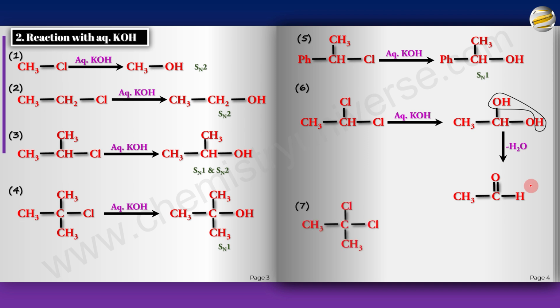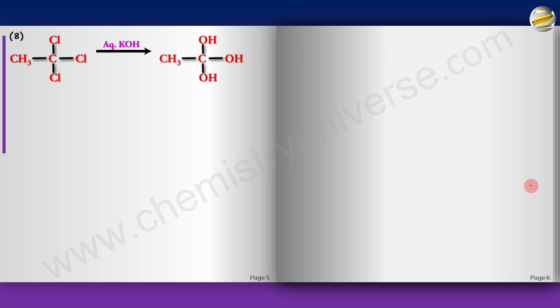Use the same logic here and tell me what the product is. Just make the product, pause the video if you want. Yeah, and that would be again a ketone. So let's check the next one. You have 3 Cls now. What do you think will happen? Obviously, all the 3 Cls will be replaced, and 2 of the OH will become a double bond O. You will get acetic acid.